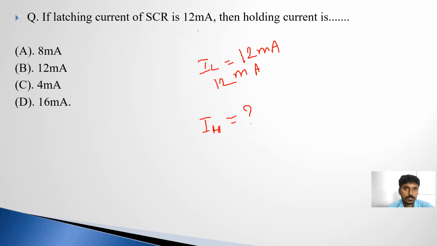Okay. Next question: how many times is it greater? Generally we say 2 to 3 times the holding current. From this we can take the maximum value. 3 times means, for example, if you take 4 milliamperes, is 16 milliamperes the right answer?